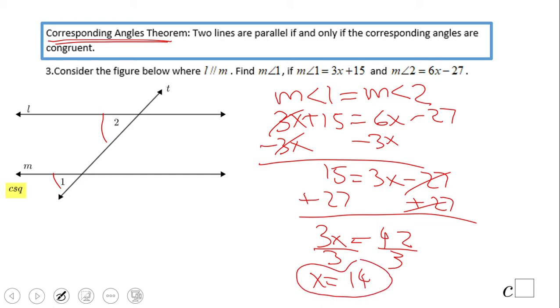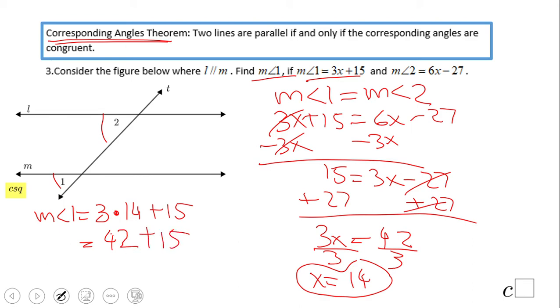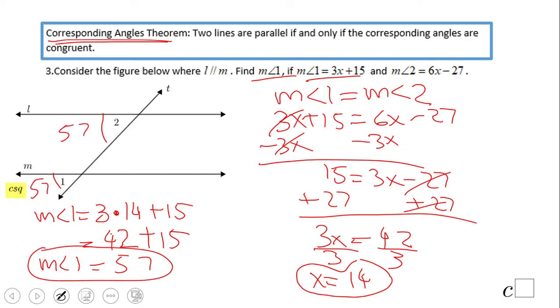14. Now we're going to substitute the 14 into the measure of angle 1, which means the measure of angle 1 equals 3 times 14 plus 15. That will be 42 plus 15, that will be 57 degrees. So if the measure of angle 1 equals 57, that means the measure of angle 2 is 57 because corresponding angles are congruent when the lines are parallel.